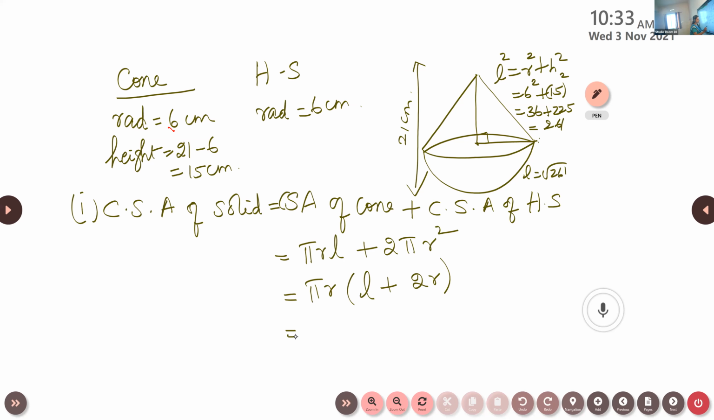Pi, if nothing is given, either you can take 22/7 or 3.14. Here 3.14 into r is 6. What is L? Root of 261 plus 2 into 6. That is same as 6 4s are 24. 18.84 into what is square root of 261?